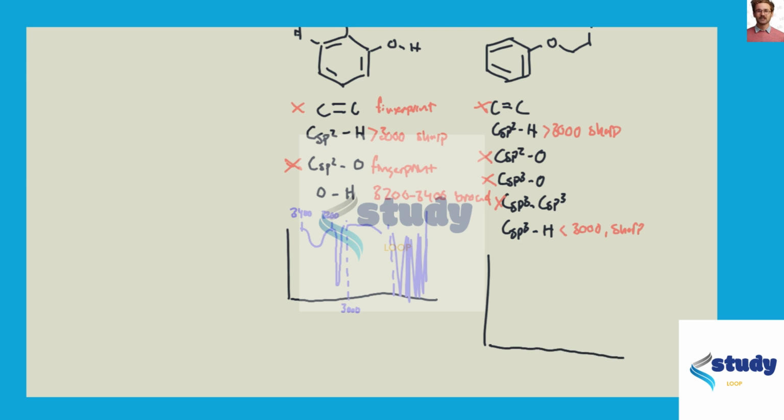And so let's do the same for phenetole. It's going to be pretty similar, but we will not have an OH stretch. And on either side of our 3000 dividing line, we'll have a sharp stretch, right, one from sp3 carbon-hydrogen bonds and one from sp2 carbon-hydrogen bonds. And then no other stretches until we get into the fingerprint region, like so.